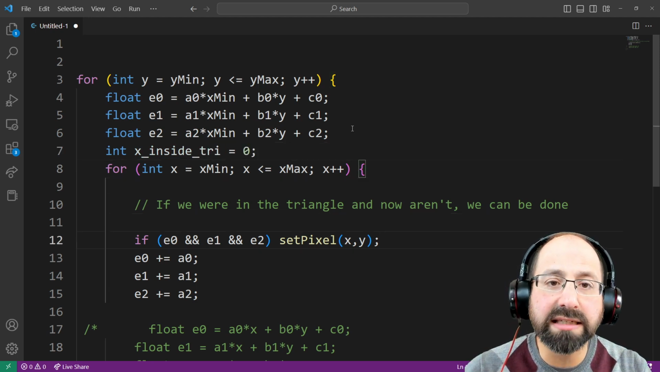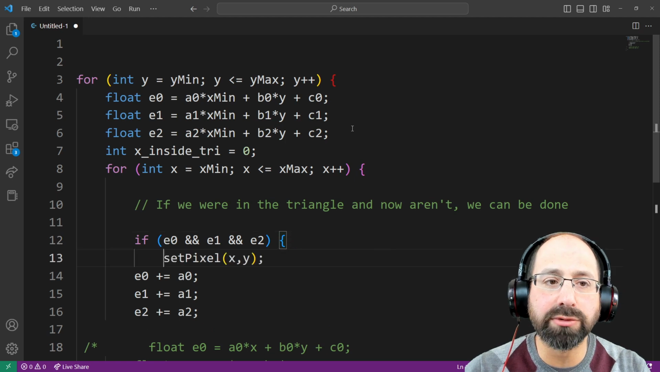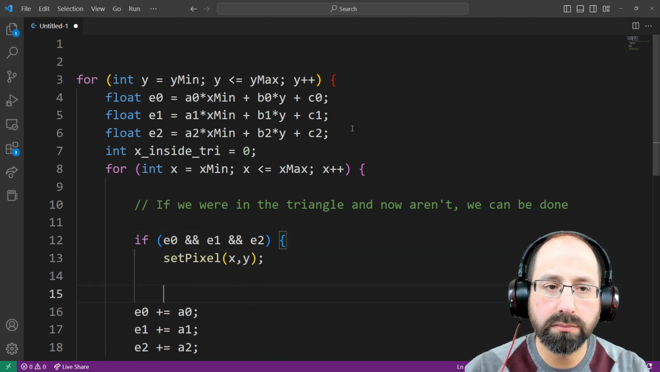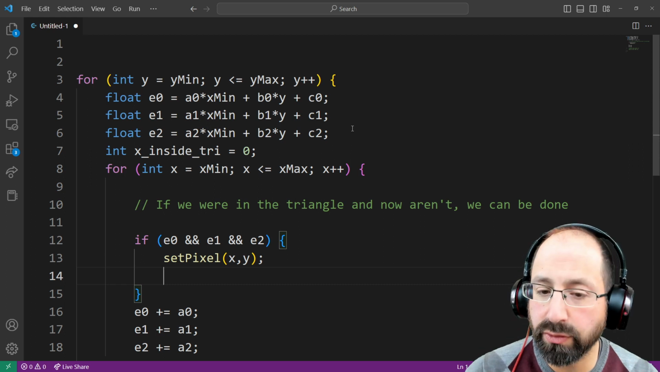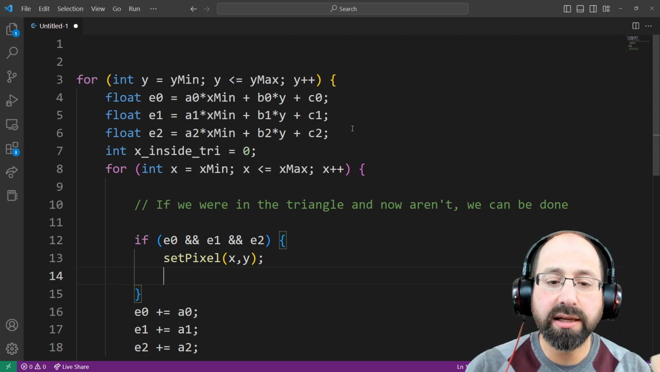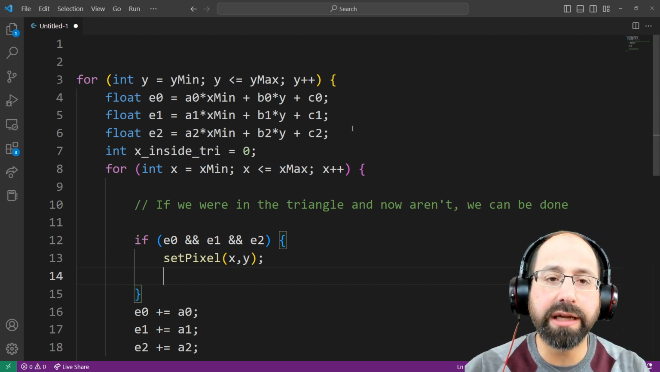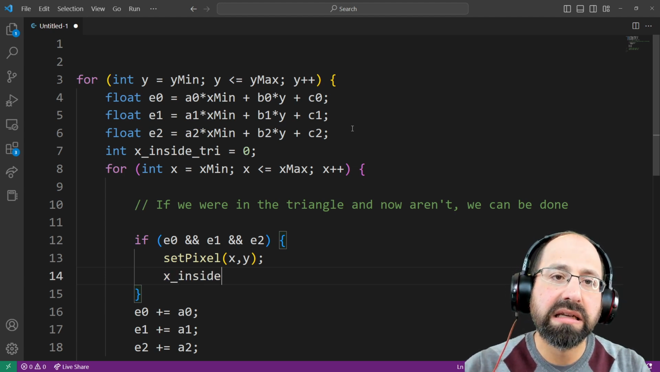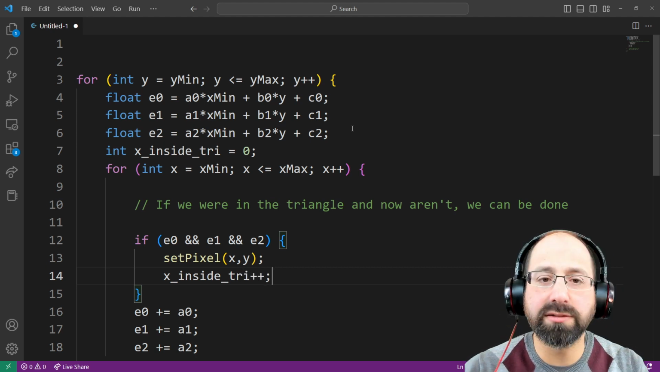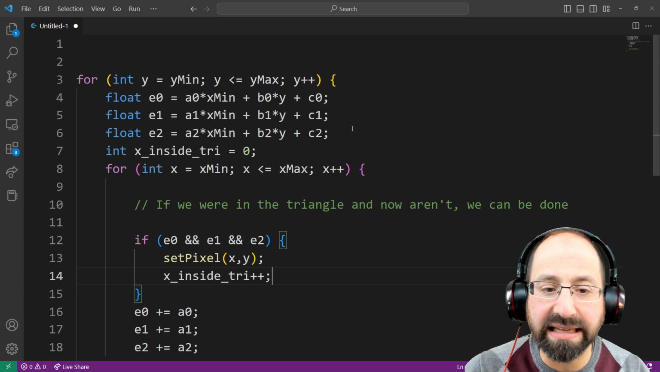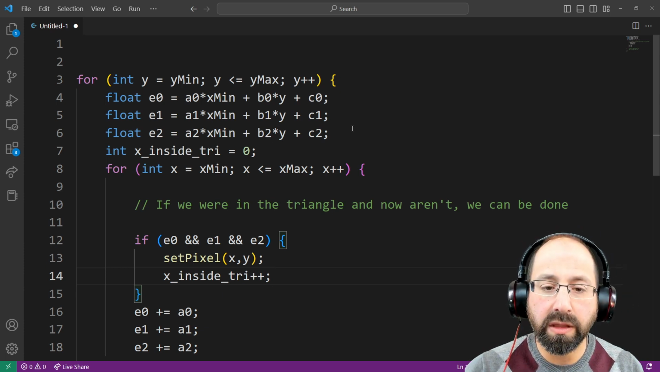So now when we do this calculation, let's add a little bit more logic as we're doing our set pixel here. If we're inside the triangle, so that same condition is still the case, E0 is greater than 0, E1 is greater than 0, E2 is greater than 0, we could just set it equal to 1. I don't think it matters what the value is. We could just increment it. We have something that is inside the triangle.